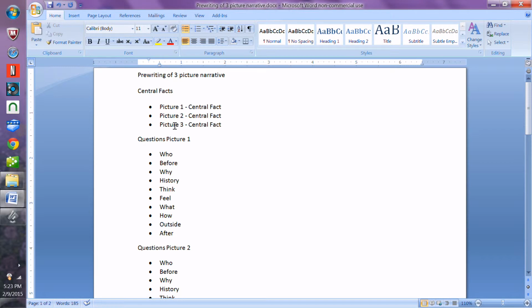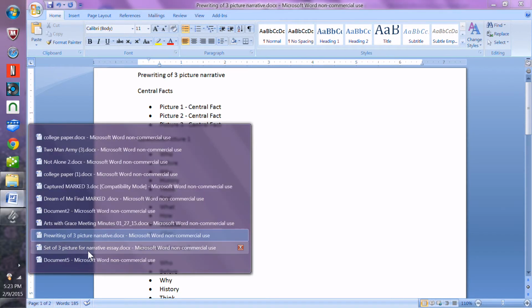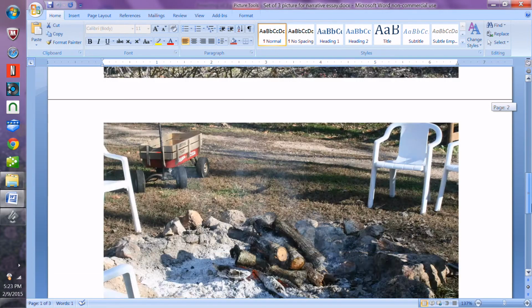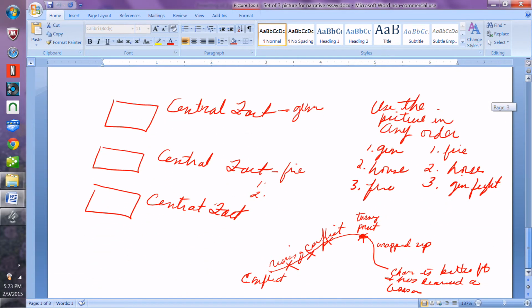I'll give you 3 pictures. You can put the pictures in any order you want to, but you'll list your central fact, and a central fact is something that is a fact about the picture. So here's your pictures, and you can decide which one comes first.